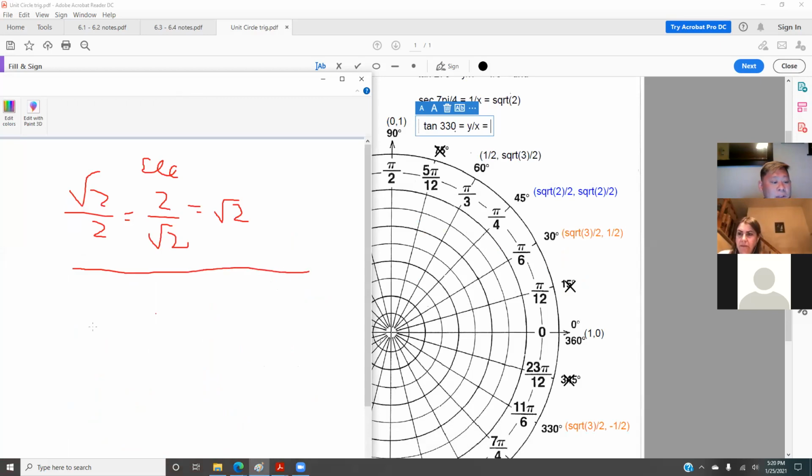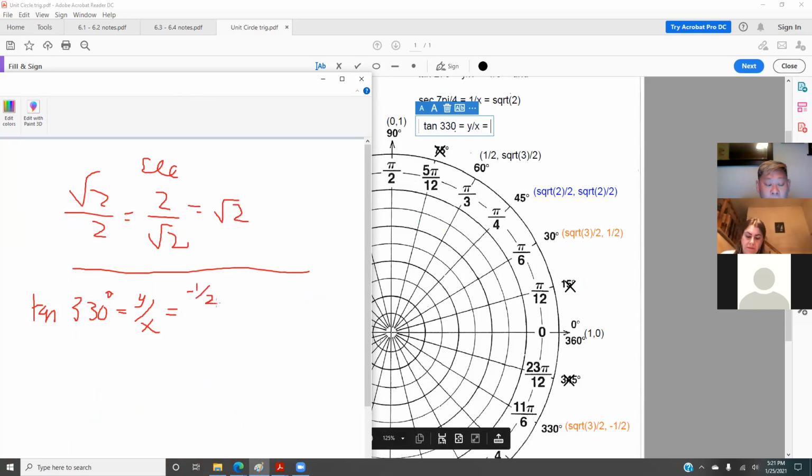Now I'm going to put this on the side so you guys can try. So, anyone know how to do tangent 330, which is y over x? What is the y value for 330? Negative 1/2. Put it in a fraction, don't change to decimals. And x in this case is root 3 over 2.